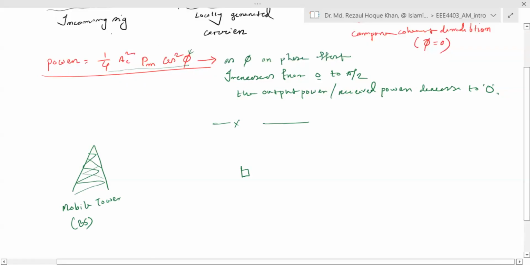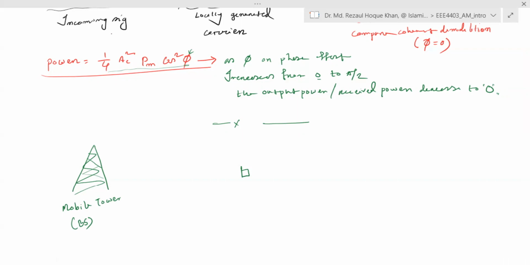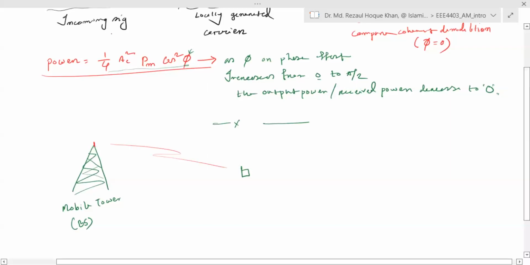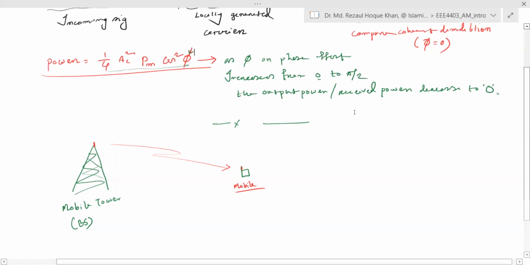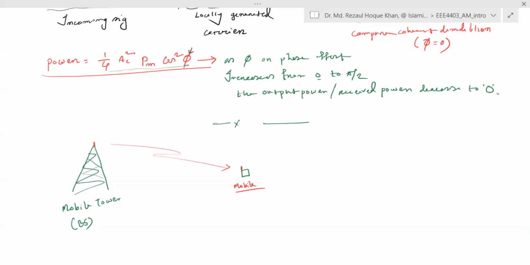Now, how does the base station connect from the tower? Probably there are some microwave links or microwave antennas. Probably you've seen these antennas. From this antenna, the signal comes to the user antenna, isn't it? That's the way our mobile phone or cellular system works. In a fixed transmitter and receiver, this is not a problem. But in a mobile environment, this phi issue is a serious issue. We will see why this is a serious issue.